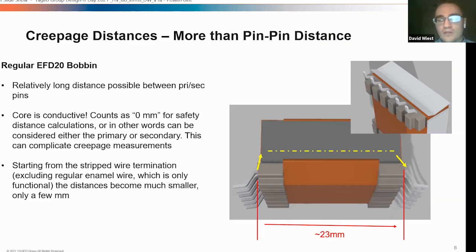For example, look where the wire is terminated or stripped back if you're using a triple insulated wire, and you have to consider paths on the inside of the bobbin going up to the core on the inner legs, a few things that are like that.